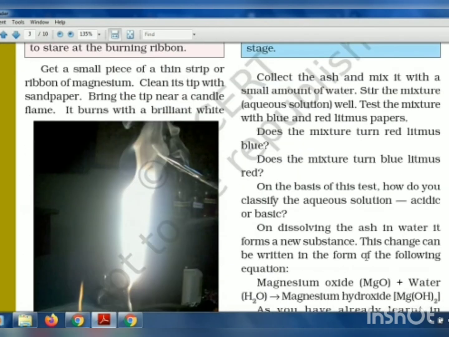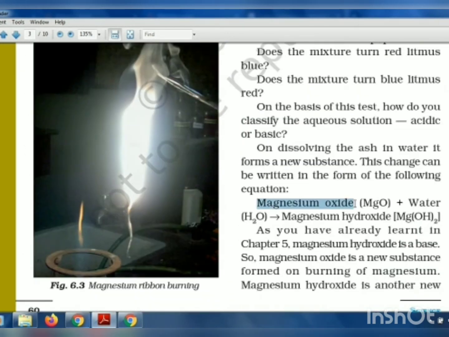How does it become basic? See, that ash had magnesium oxide, because it was a combination of magnesium plus oxygen. That reaction produced magnesium oxide, and that magnesium oxide ash, that powder, was mixed with water, and when these two reacted with each other, they formed magnesium hydroxide. And magnesium hydroxide is a base. So what does the base do? It converts the red litmus paper to blue.